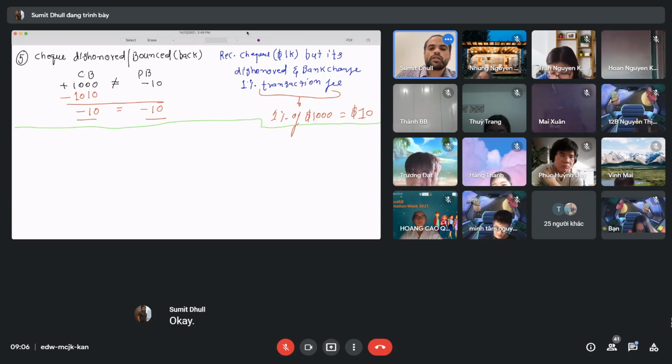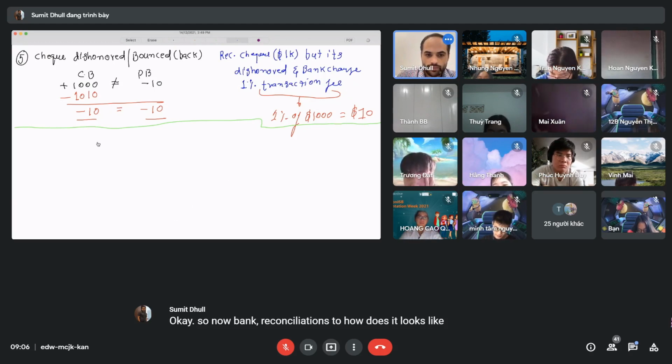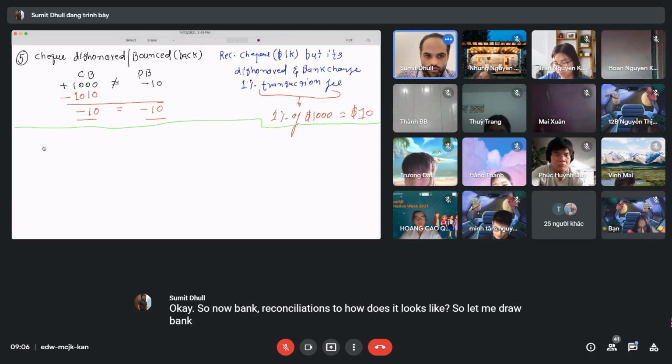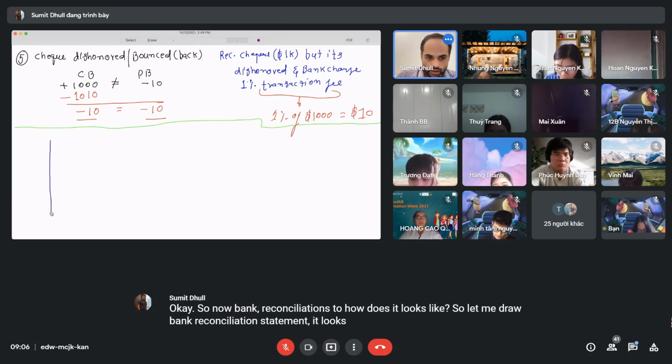Okay. So now, the bank reconciliation statement. How does it look like? So let me draw the bank reconciliation statement. It looks like this.